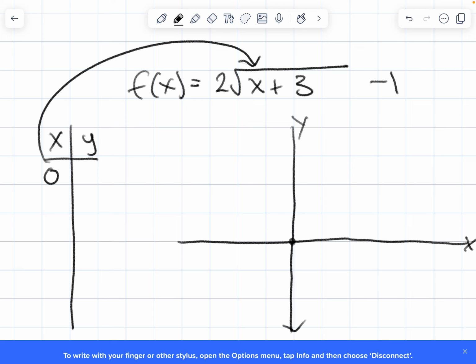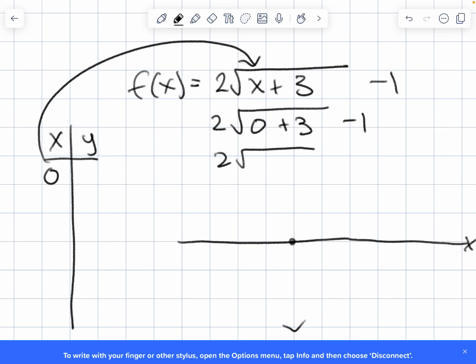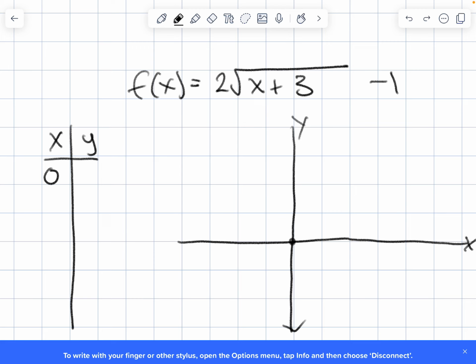So let me just give ourselves some more space here. That's going to give us 2 square root of 0 plus 3, minus 1. 0 plus 3 is 3, but here's the problem. We can't take the square root of 3 without getting a weird decimal. So that turned out to not have been a very good pick. So let's go back to the drawing board and strategically pick another value. What happens if instead of choosing 0, we picked 1?